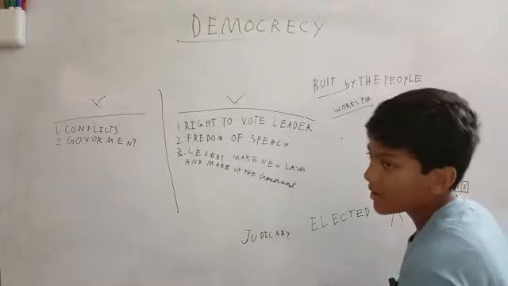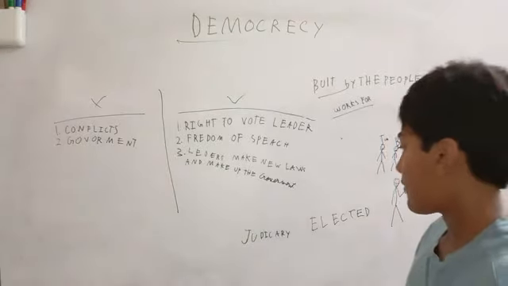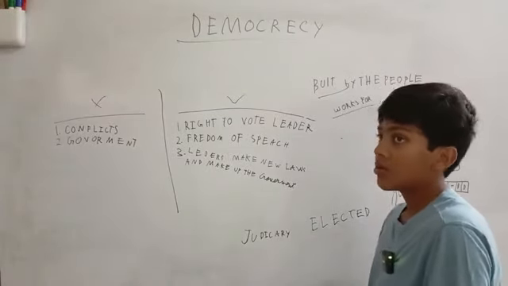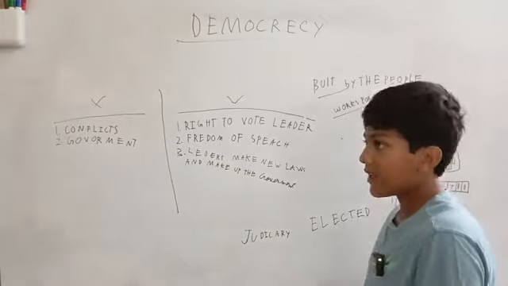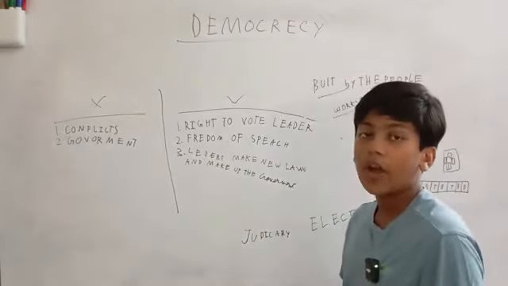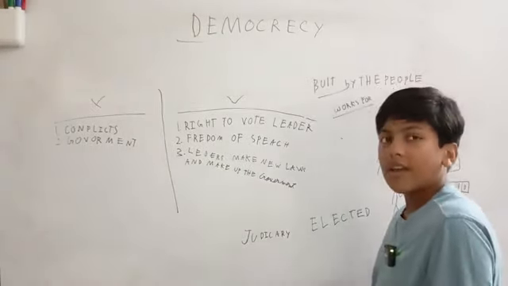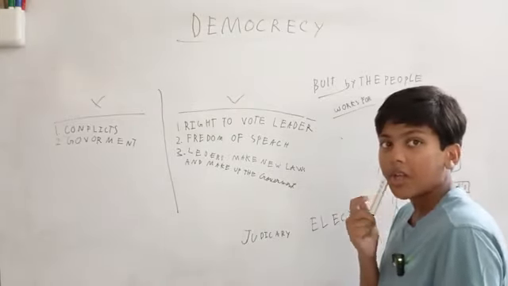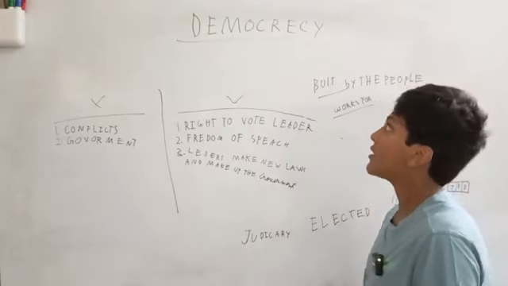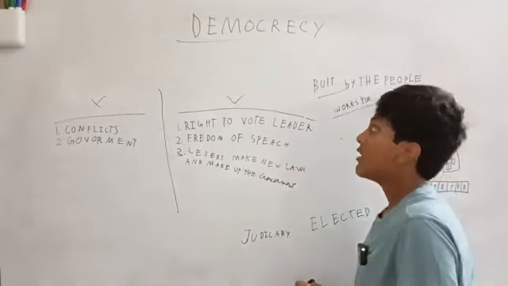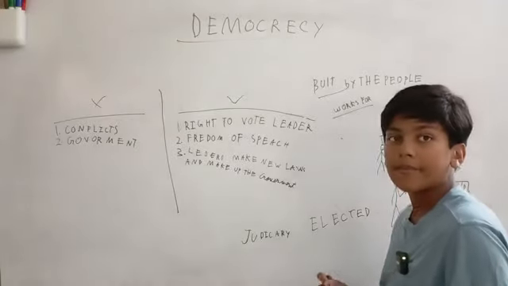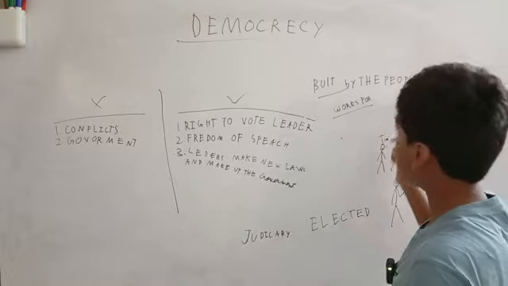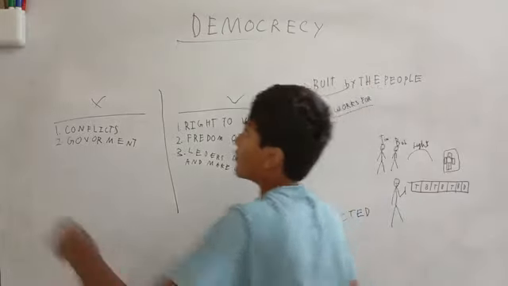And if the person you voted for did not get elected, too bad. They get disqualified. Okay? And you can just vote for another person next election. And that is basically the main idea of democracy. Democracy, in other words, is built by the people, works for the people, and everyone follows the rules.